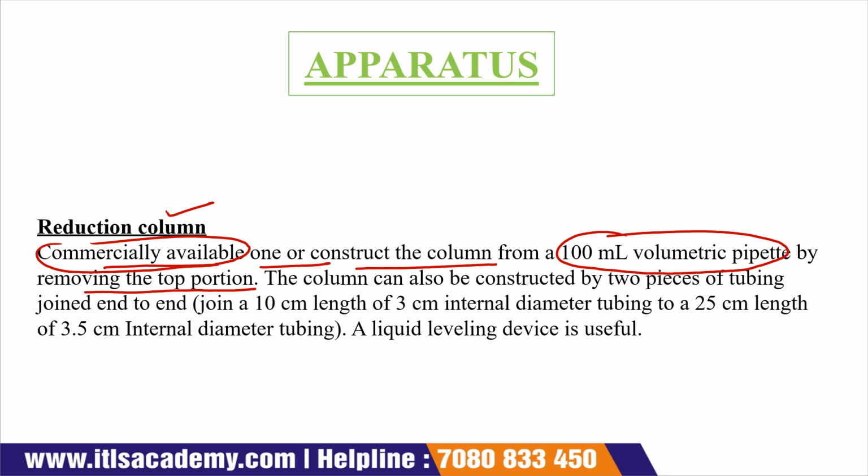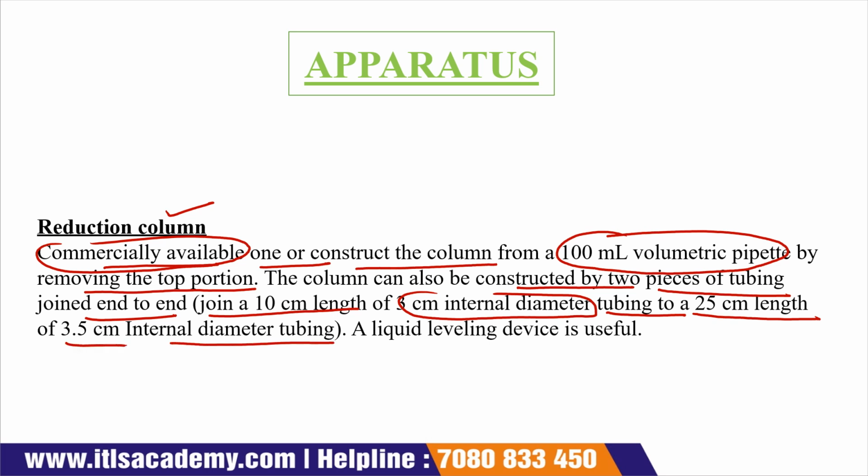Now this column can be constructed from two pieces of tubing joined end to end. Join a 10 centimeter length of 3 centimeter internal diameter tubing to a 25 centimeter length of 3.5 centimeter internal diameter tubing.